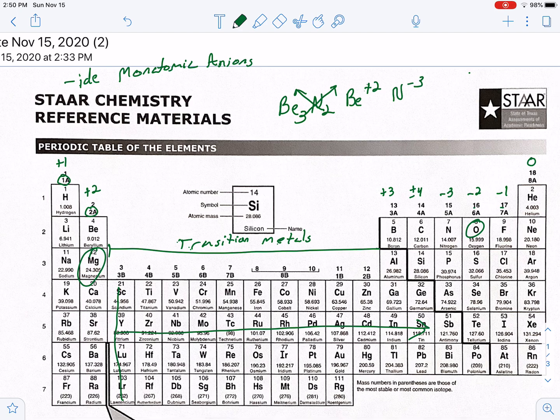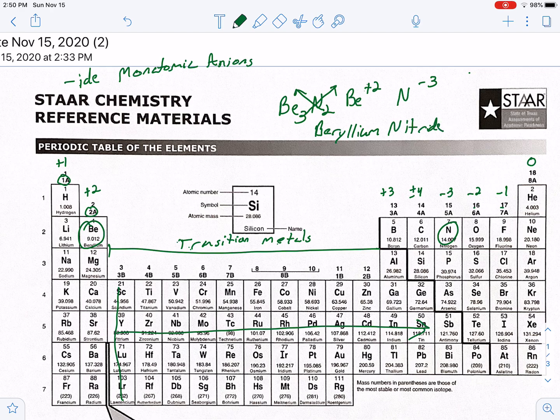So let's look at our periodic table and see what we got. So Be is going to be over here. That has a +2 charge. Okay, N should have been a -3 over here. So N is right here, so that's -3. So that's done. Okay, so if I wanted to know the name of that, that would just be beryllium nitride.